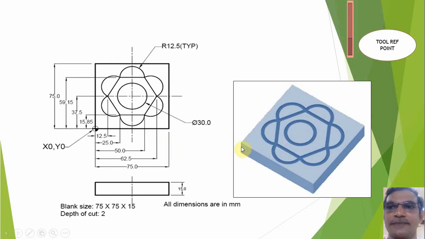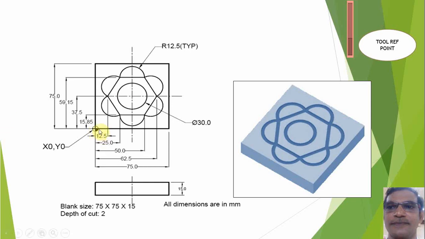Initially this type of block will be given. On the surface of the block we have to create a profile like this. For that, dimensions have been given. Say this is the reference point, x value 0, y value 0.